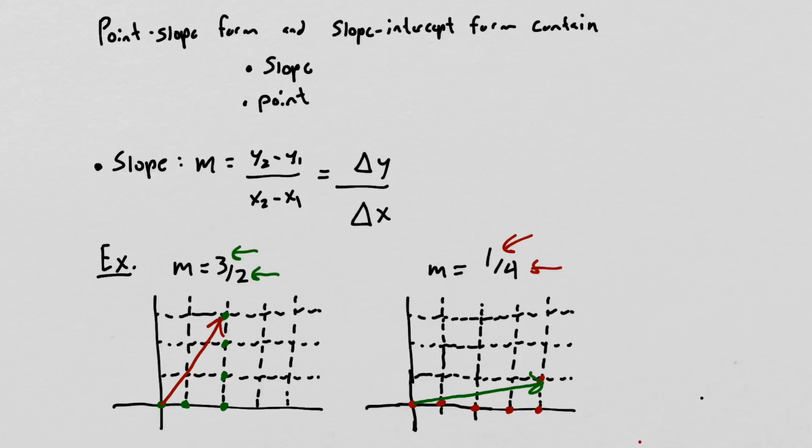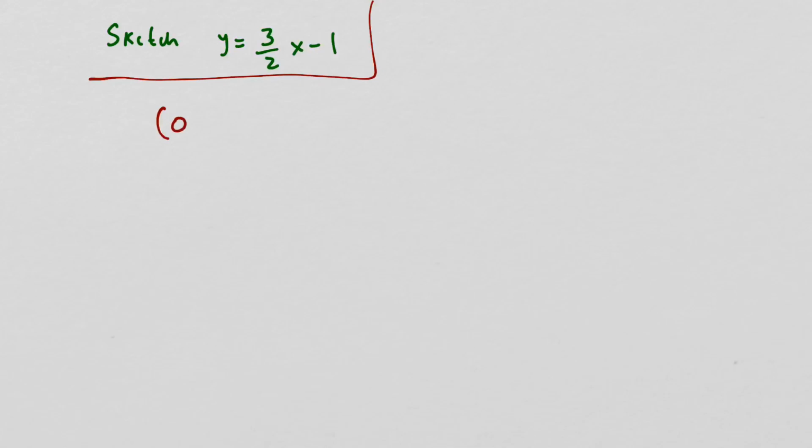Let's look at an example using one of these slopes. Let's sketch y is equal to 3 divided by 2 x minus 1. Again, this equation is giving us a point on the line, namely the y-intercept, which is the point 0, negative 1, and the slope of the line is giving us the direction of the line, where the slope is given by 3 divided by 2. So while we can't draw this entire line, we can draw how it behaves. So let's go ahead and look at the behavior of this line.